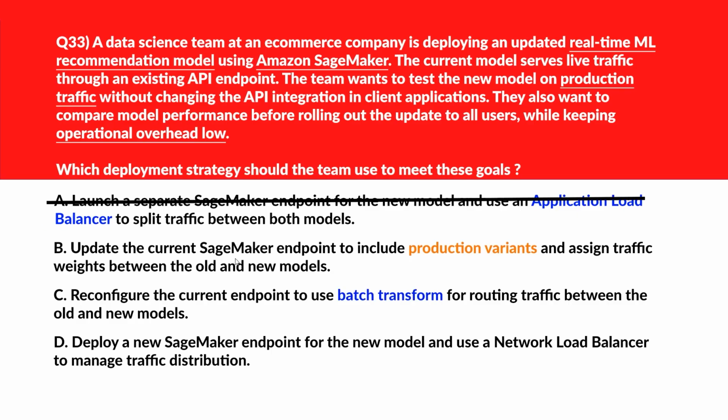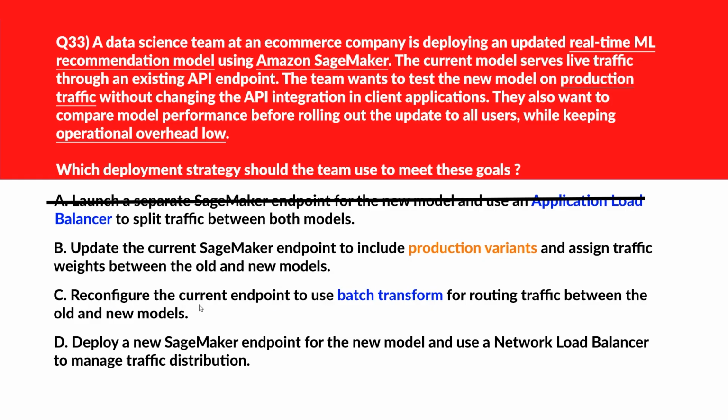B says update the current SageMaker endpoint to include production variants and assign traffic weights between the old and new models. Production variants allow traffic splitting within a single endpoint, minimizing changes and overhead. Let's keep it. Let's now move to option C.